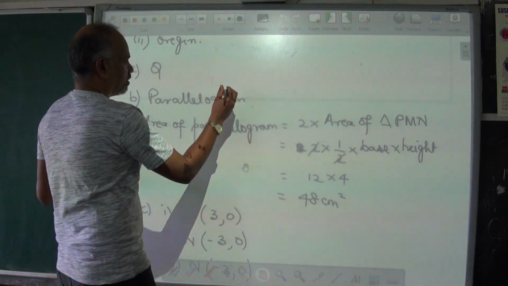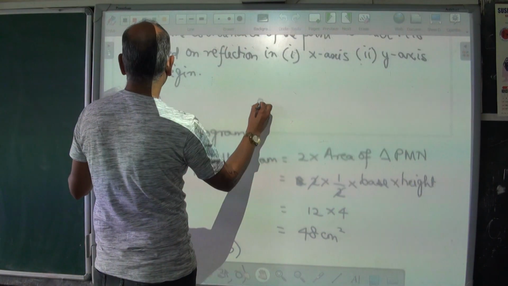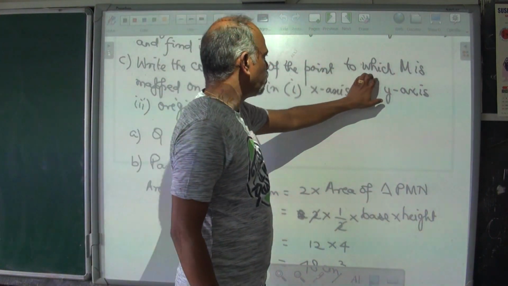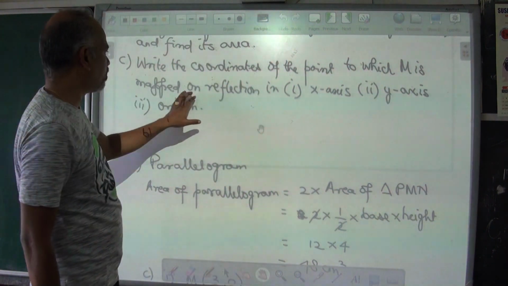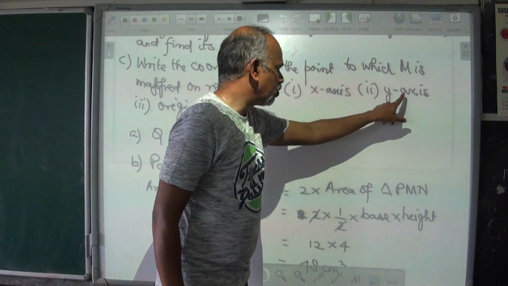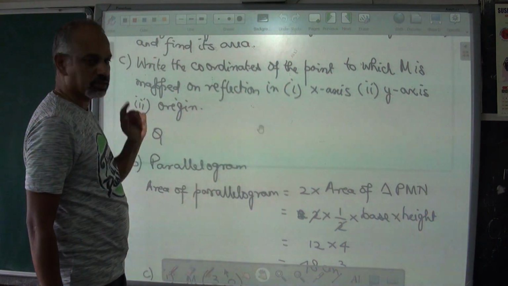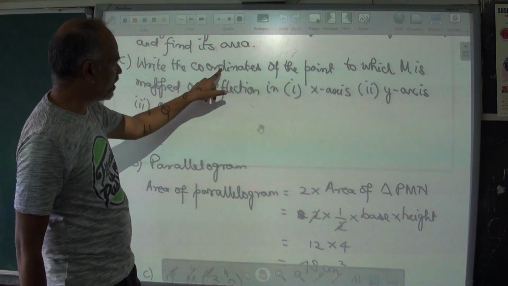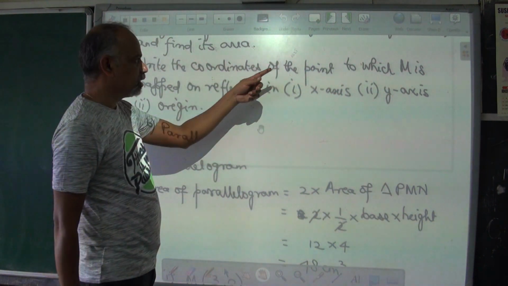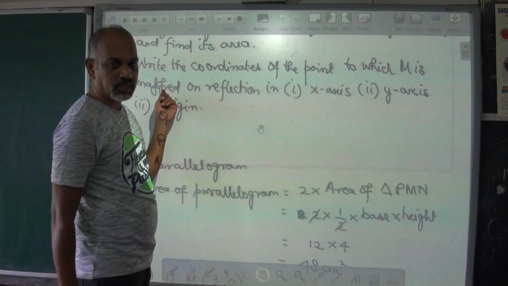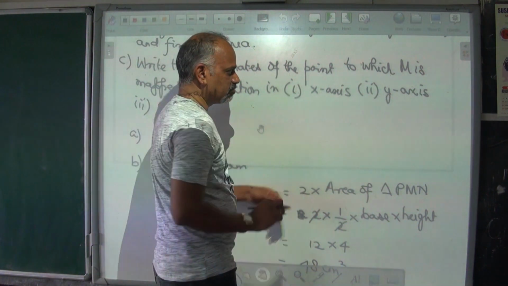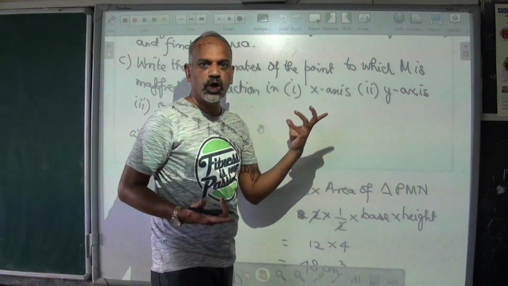Now, there's a last question which says, write the coordinates of the point to which M is mapped on reflection in number 1, x-axis, number 2, y-axis, and number 3, origin. Write the coordinates of the point to which M is mapped. M is reflected and you get something. First, on the x-axis, when M is reflected on the x-axis, what do you get?